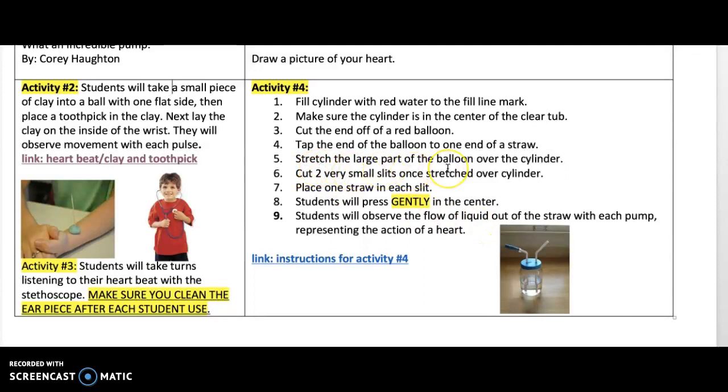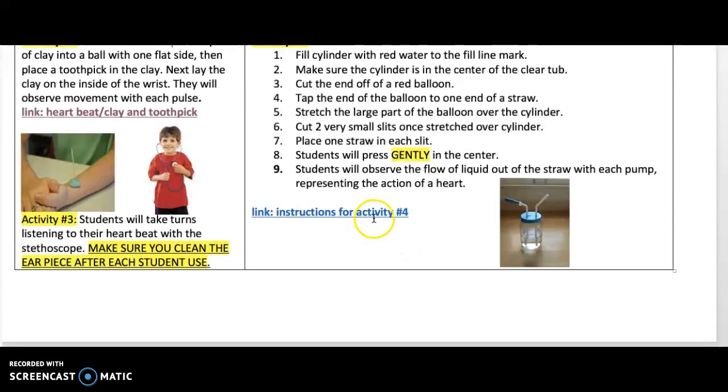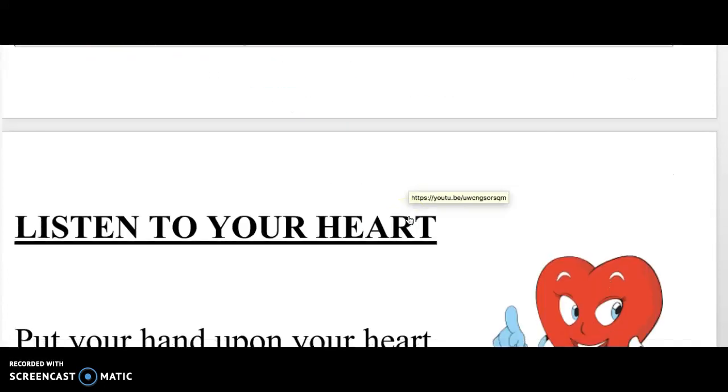Stretch the other part, or the larger part of the balloon, over the jar, the cylinder. Then cut 2 tiny slits once it's stretched over the cylinder. Then you're going to place the straw in each little slit, and the students will gently press in the center, gently please, because it'll go everywhere. Make sure this is kind of aimed down. Students will observe the flow of liquid out of the straw with each pump representing the action of a heart. Please watch this so you know what to do.